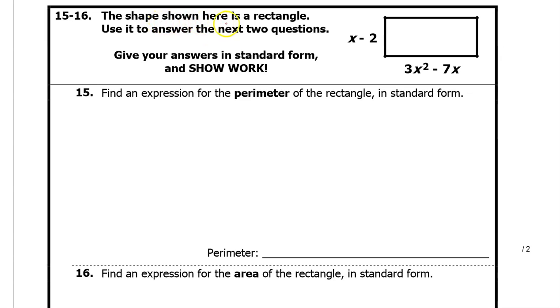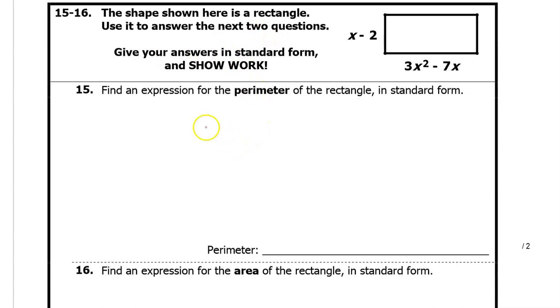Okay, the shape shown here is a rectangle. Use it to answer the next two questions. Give your answer in standard form. Find an expression for the perimeter of the rectangle.